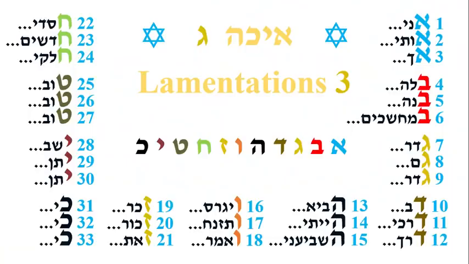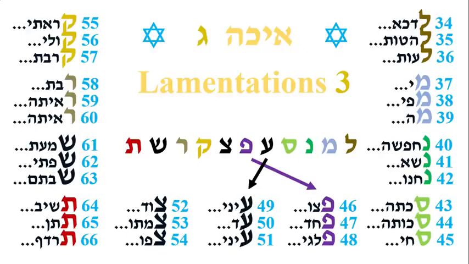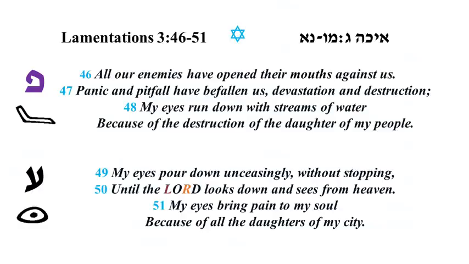In chapter 3 of Lamentations, it does it again, except here there are 66 verses. The first 3 are Aleph, then 3 are Beit, then 3 Gimel, then 3 Dalet. And when you get down to verses 46 through 51, he's got them backwards. He has 3 Peis before 3 Ayins. And if you look at the verses, enemies have opened their mouths against us. And then they talk about, my eyes run down with streams of water. My eyes pour down unceasingly, until the Lord looks down and sees from heaven. My eyes bring pain to my soul. You have speaking before seeing.